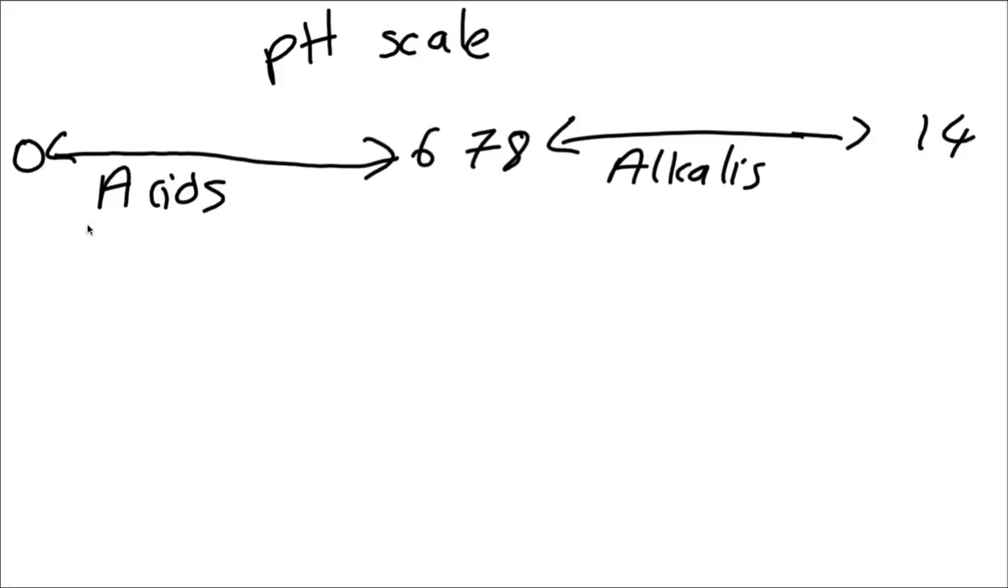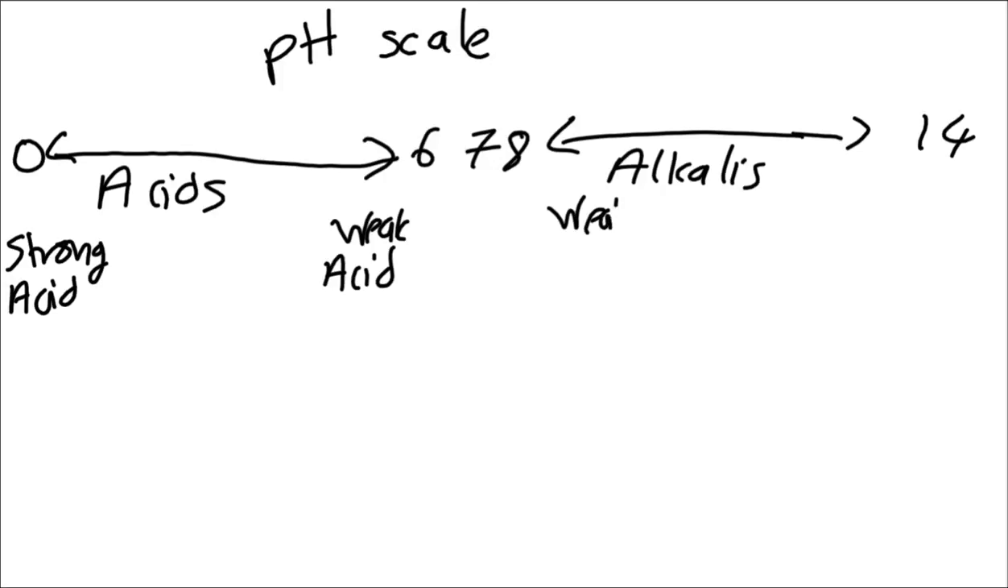So as we go along this scale all the way to 0, it's going to be more acidic. So here we have a strong acid, and here we have a weak acid. Here we have a weak alkali, and here we have a strong alkali. And number 7 here, this is neutral.